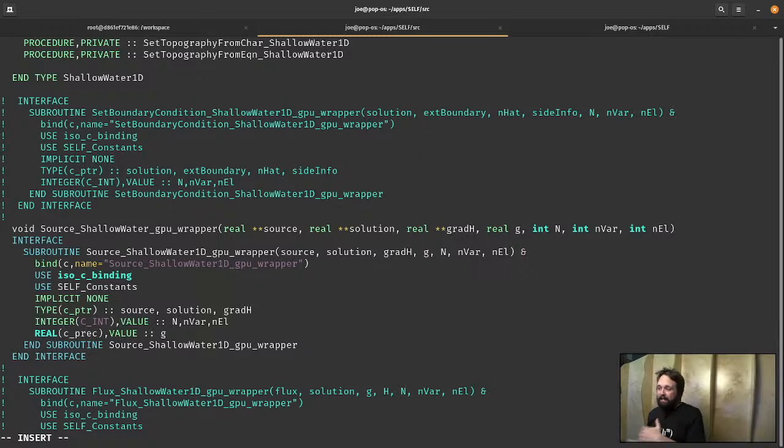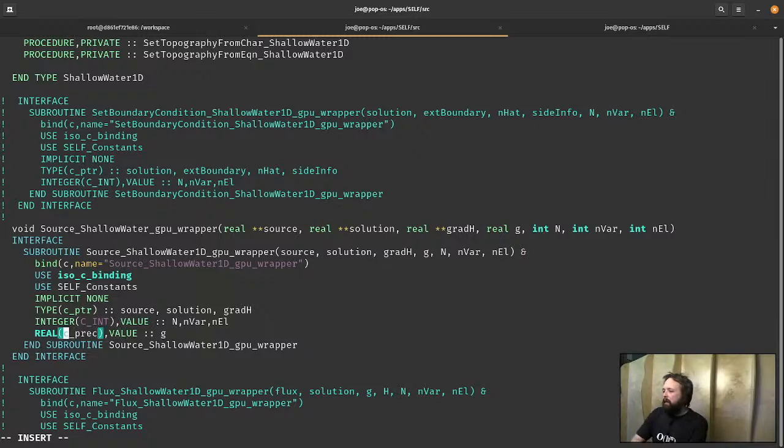We have C integers to make sure that the type conversions are done correctly between Fortran and C. And since they're scalar values, we just pass them by value. Pretty much all of these kernels just use them as read-only variables anyways, so this is a perfectly fine way to pass those through.